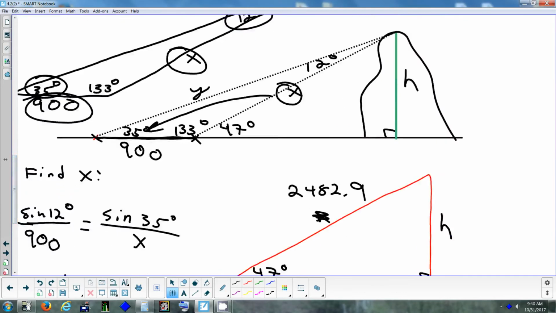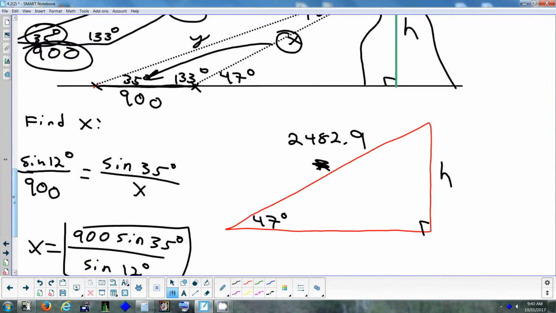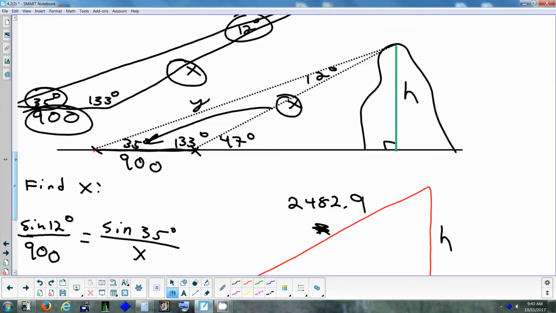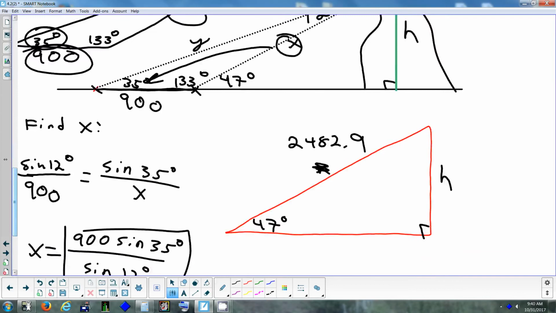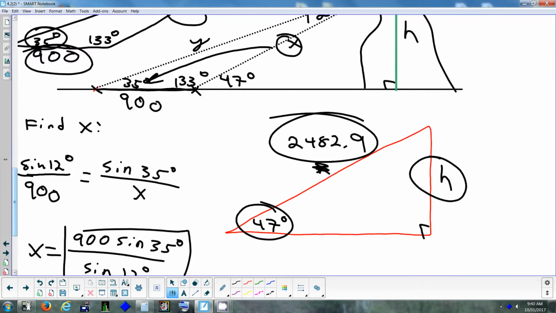Now, since I finally have x, I have the hypotenuse of the triangle in red, which, again, shares the hypotenuse as part of the dotted triangle. And now I can find the height. All right, so we're going to use that, that, and that. All right, so from the perspective of the 47, Rudy, what's the side that's labeled H?